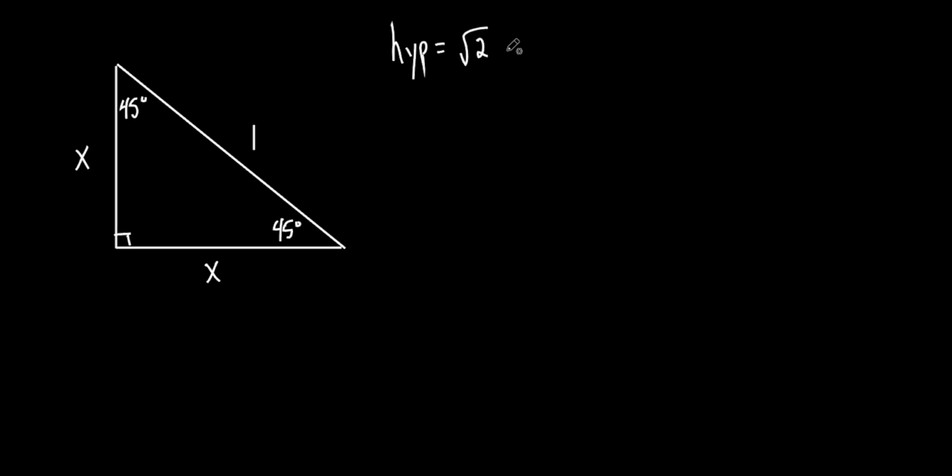What did I decide to call one of the legs here? X. So I'm going to call this X. Okay? Now, let's fill some stuff in. I know the hypotenuse on this particular triangle, don't I? Yeah? So let's fill it in. So what is the hypotenuse on this triangle? It's a 1. Do you agree?